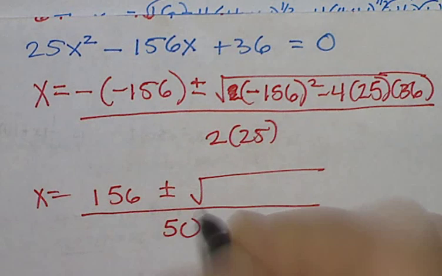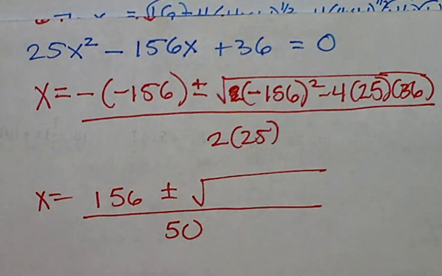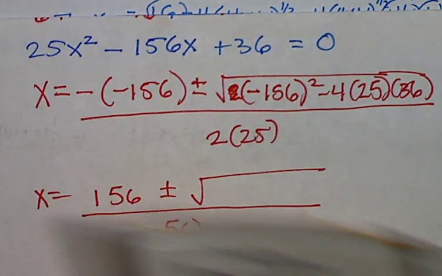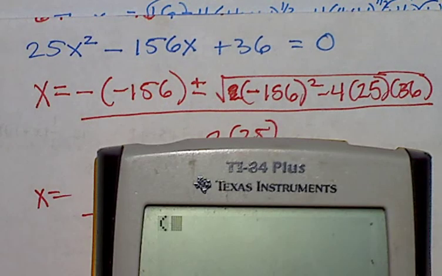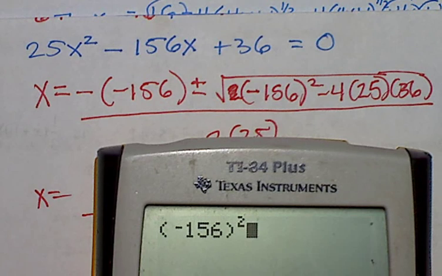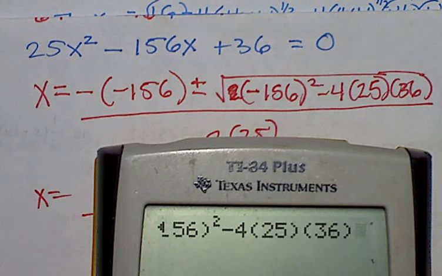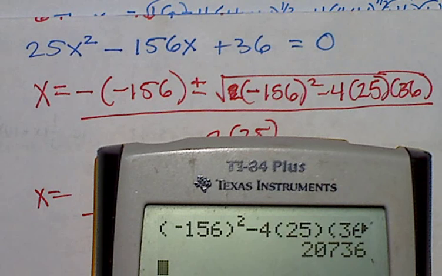So I'm not going to show my work inside. I'm going to grab a calculator. I think where a lot of students will go wrong here is they are not going to put the negative 156 in parentheses. Negative 156 is in parentheses. You square it. You subtract 4 times the quantity 25 times 36. This is the discriminant, what's inside. And I get an answer of 20,736.